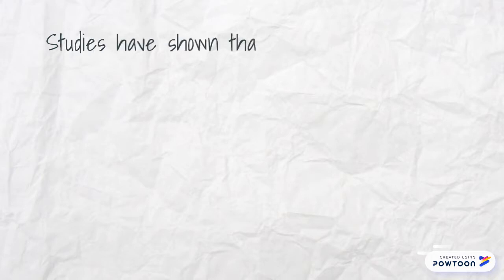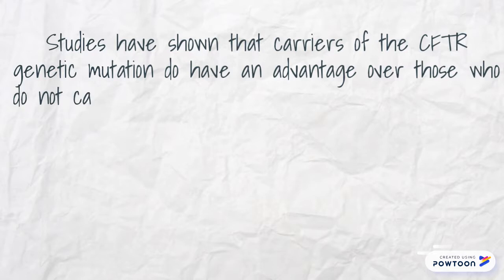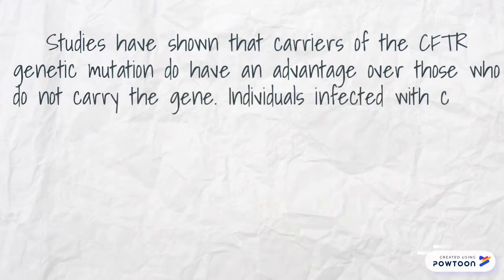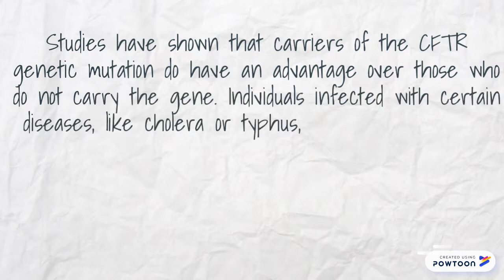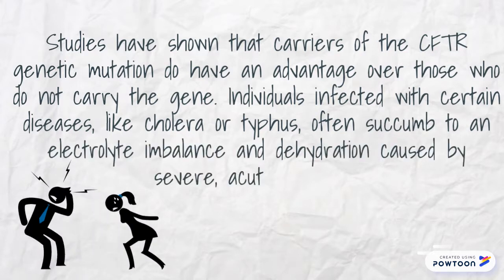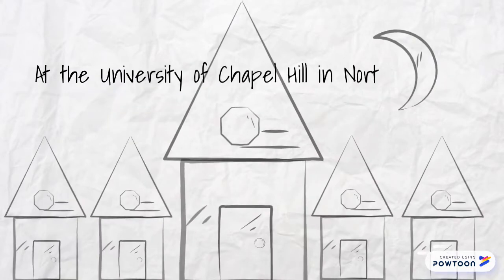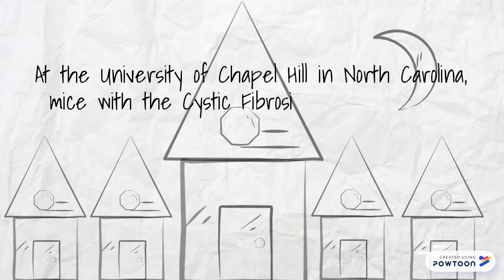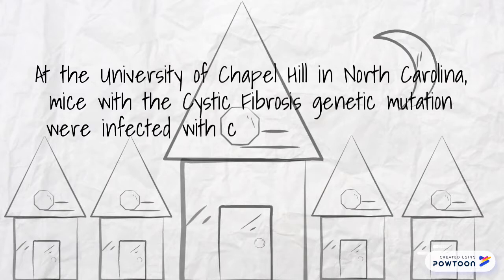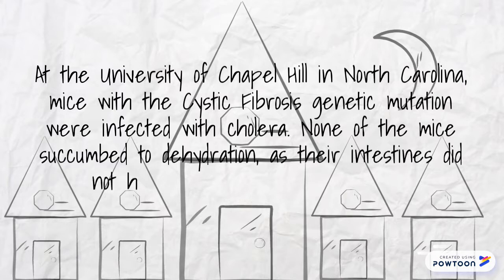Studies have shown that carriers of the CFTR genetic mutation do have an advantage over those who do not carry the gene. Individuals infected with certain diseases like cholera or typhus often succumb to an electrolyte imbalance and dehydration caused by severe acute diarrhea. At the University of Chapel Hill in North Carolina, mice with a cystic fibrosis genetic mutation were infected with cholera. None of the mice succumbed to dehydration, as their intestines did not have the ability to secrete fluid.